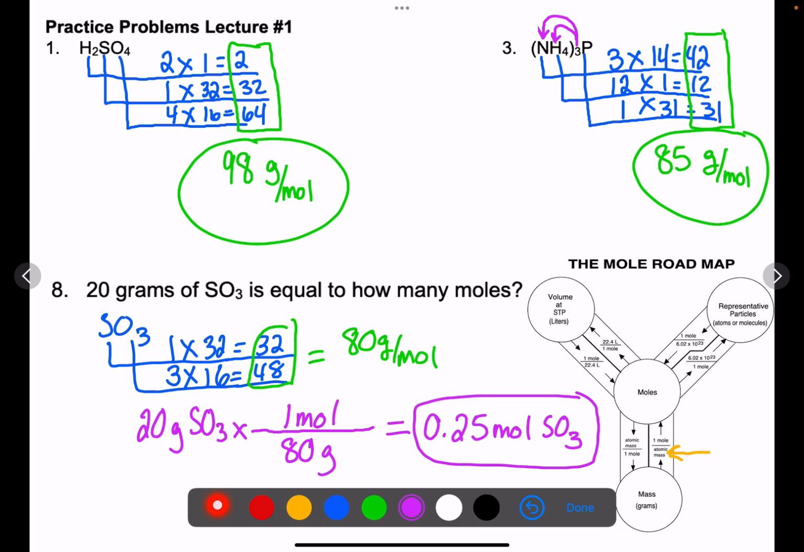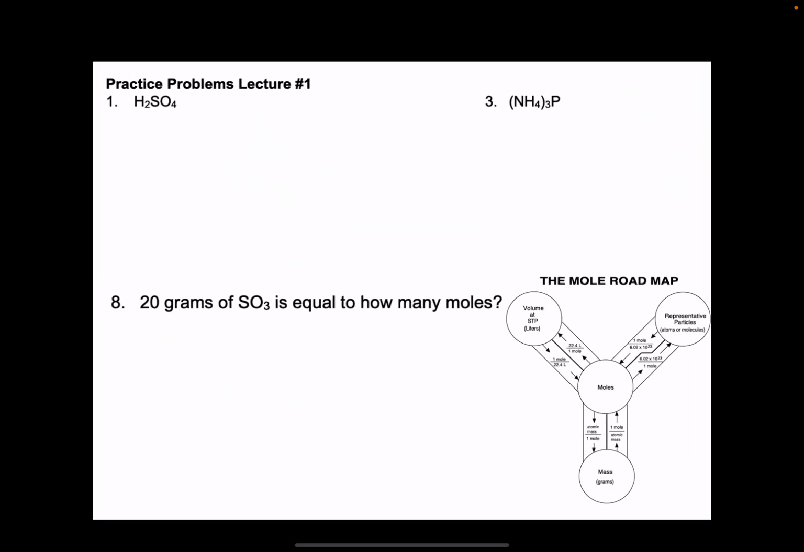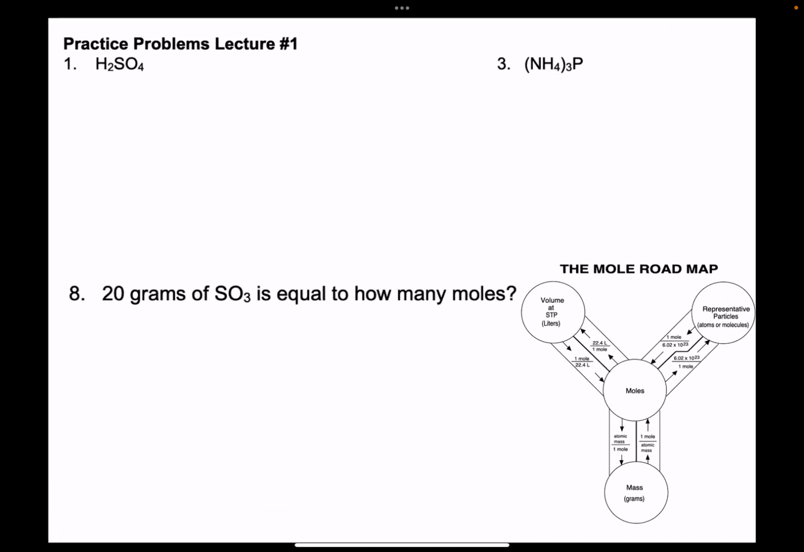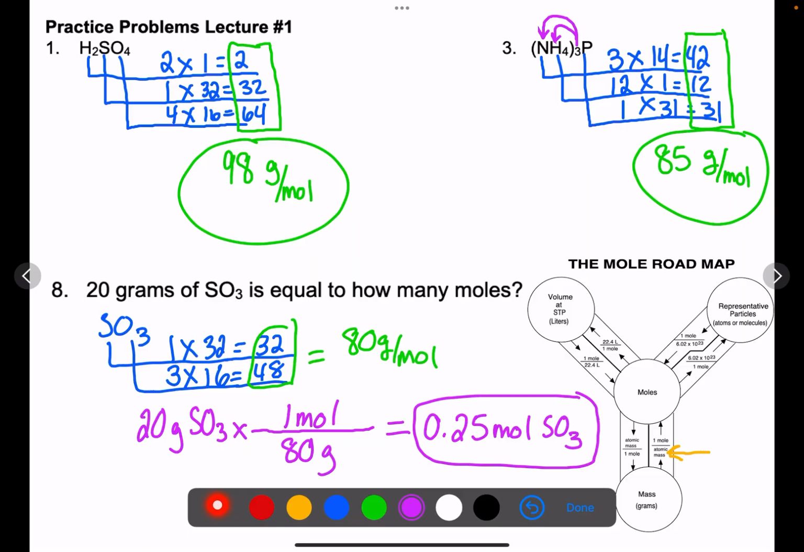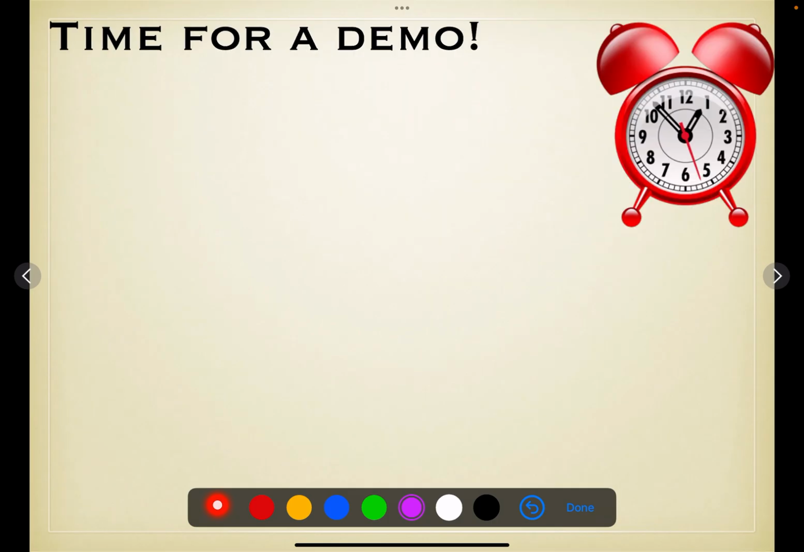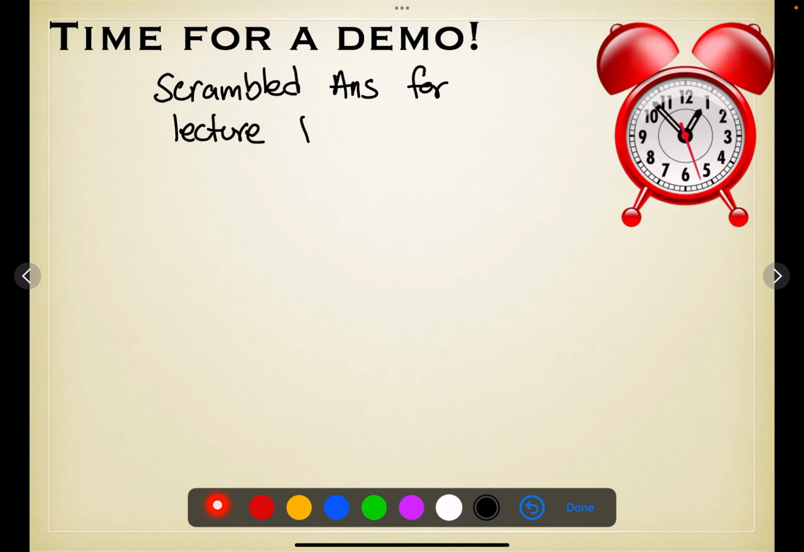I will, let's see, clear this out. Wonder if I can add a slide. If I go back, it's probably going to show everything. Yep. I would like to give you, I don't think I have a blank page on here. All right, I'll write it on this one. These are going to be your scrambled answers. Scrambled answers for lecture 1.